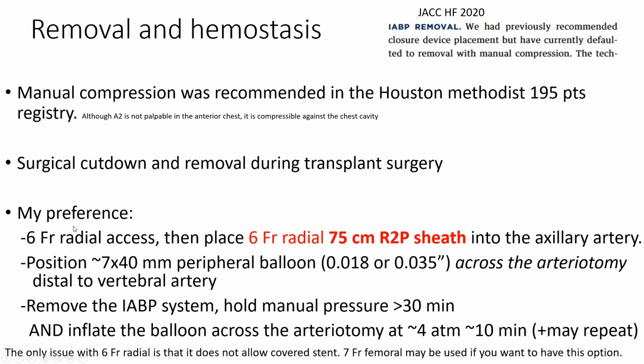So we like to take it out in the cath lab, preferably. You prep the radial access and place a 6 French radial sheath, and you try to put in a long 6 French 75 centimeter R2P sheath, those slick radial to peripheral sheaths, that I make land around the axillary artery. Then through that radial access, we can position a 7 by 40 millimeter peripheral balloon, whether over a 0.018 or 0.035 inch wire, across the arteriotomy distal to the vertebral artery.